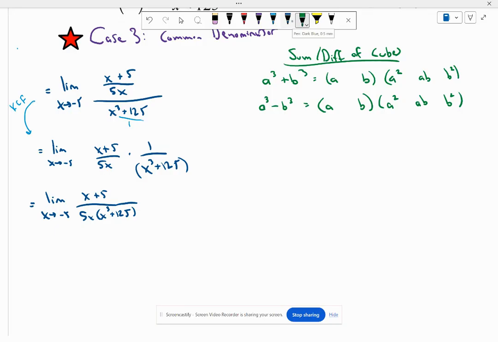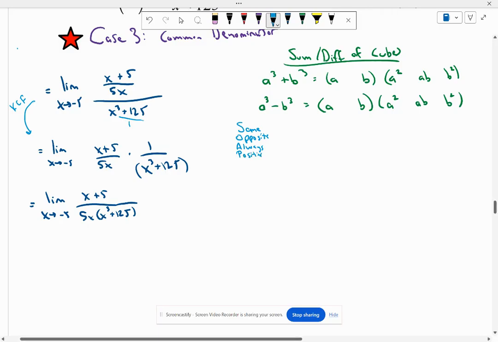I don't know if you remember, I used the acronym SOAP, which stands for same, opposite, and then always positive. So the same means use the same sign. If this is a sum of cubes, the first one's going to be the same, the next sign is going to be the opposite, and the last one is always positive. Even if it's a difference of cubes, we can still use SOAP. If it's a difference, then it's going to be the same, opposite, always positive.